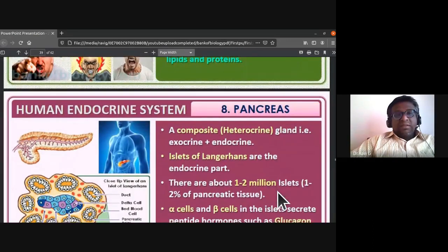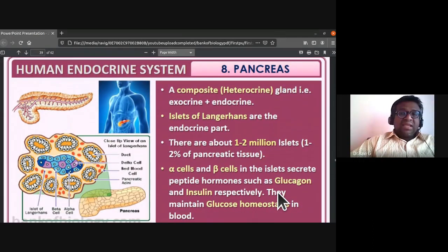The next that we will be discussing is the pancreas. So the pancreas is a heterocrine gland. I have already discussed this in detail with you all, wherein it is both an exocrine and endocrine gland. That is why we also call the pancreas a heterocrine gland, because it functions both as an exocrine and endocrine gland. Exocrine glands secrete the enzymes through the pancreatic duct, which are released into the duodenum.